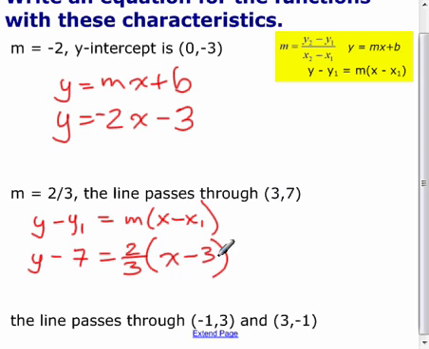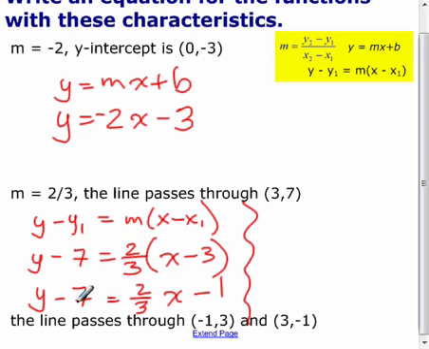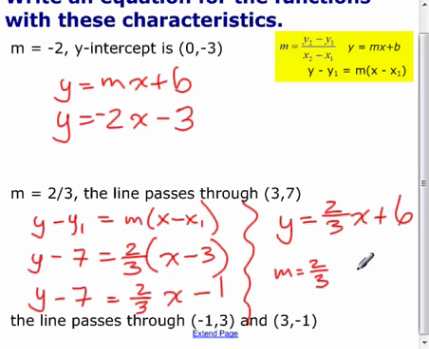Well, let's multiply through. Let's do some simplifying. So I'll have y minus 7 is equal to 2/3 x, and 2/3 times 3 gives me -2... so I'm going to have to go over here. Now I'll add 7 to both sides, leaving me with y is equal to 2/3 x, -2 plus 7 will be plus 5. There we go. Now I have my slope, and my y-intercept.